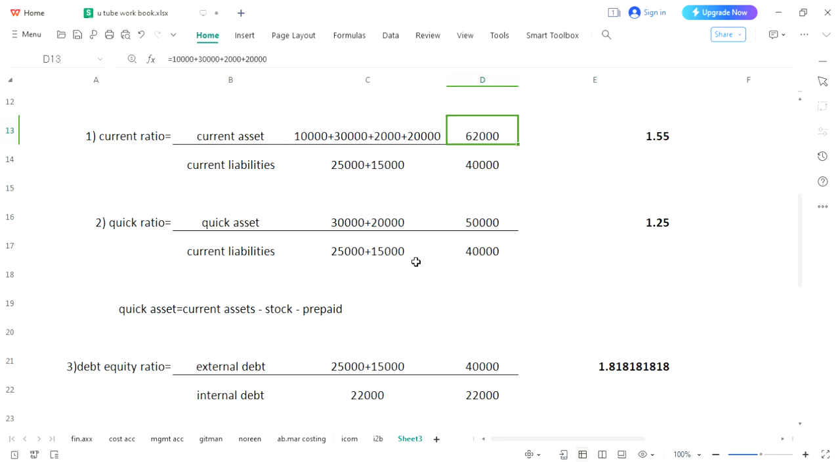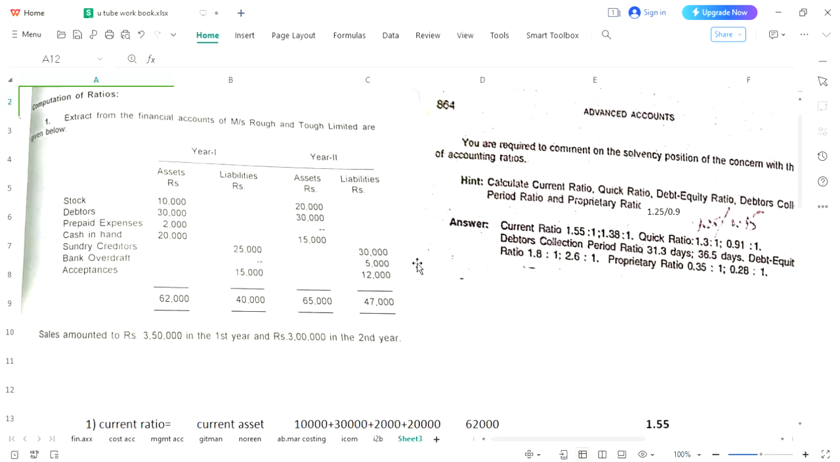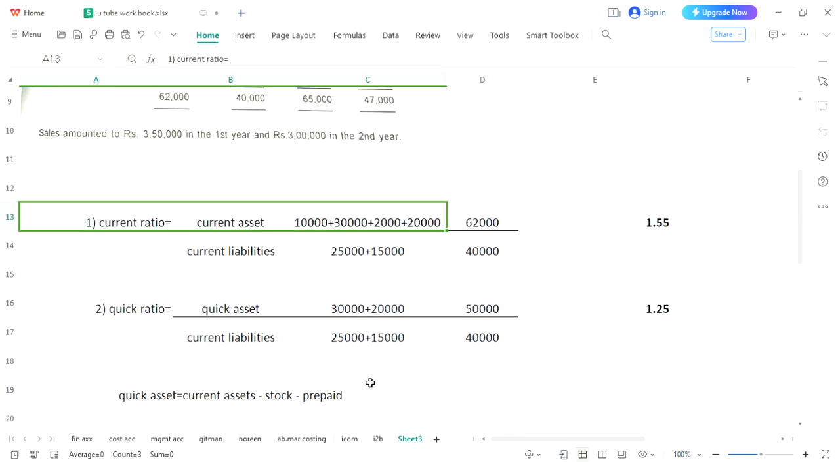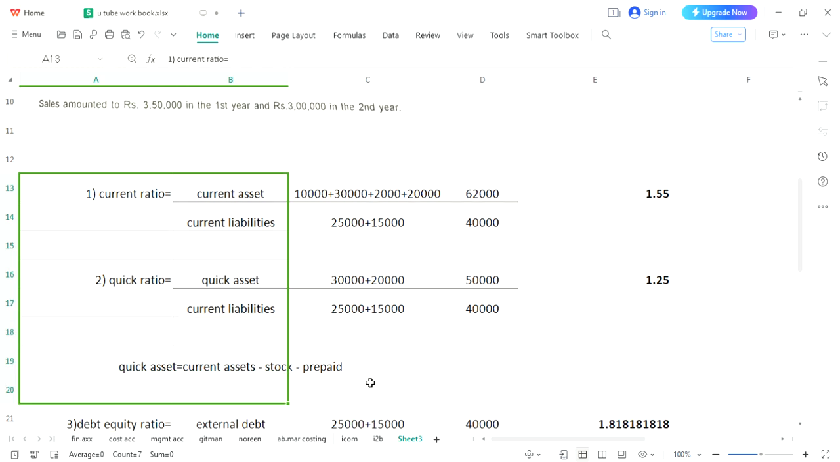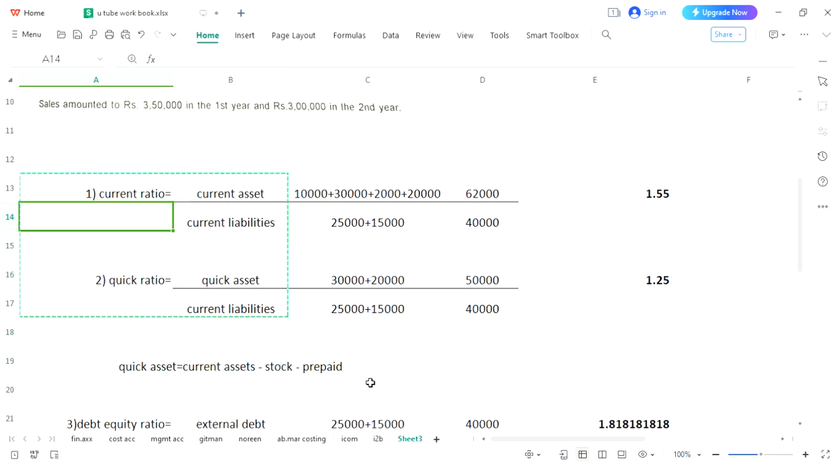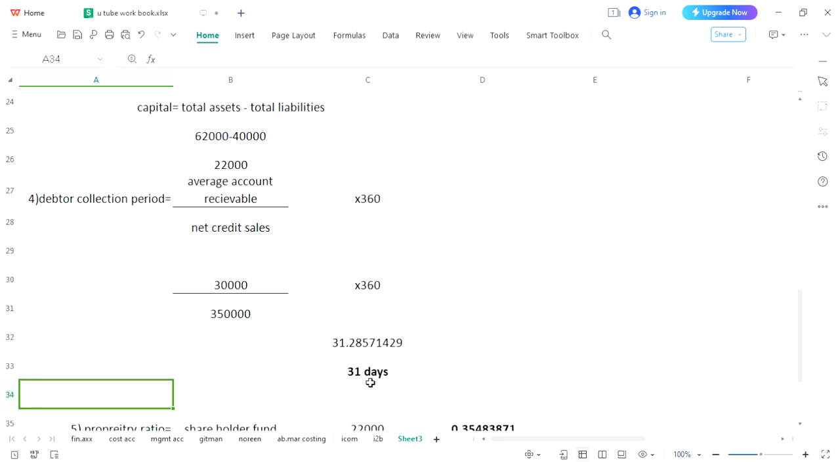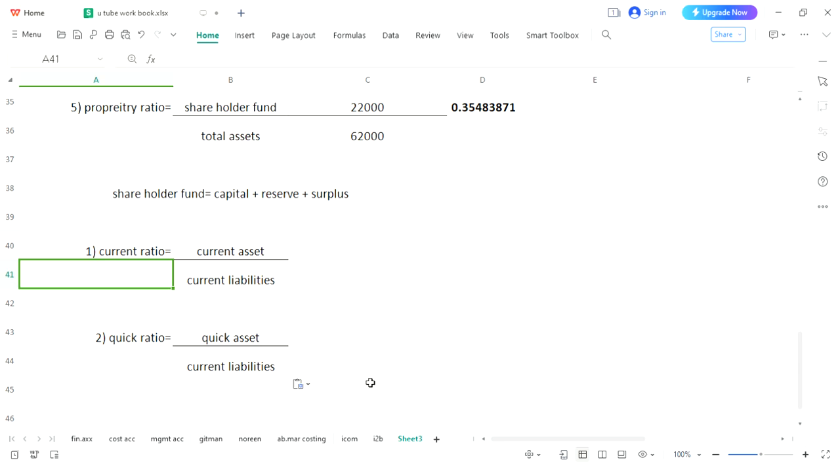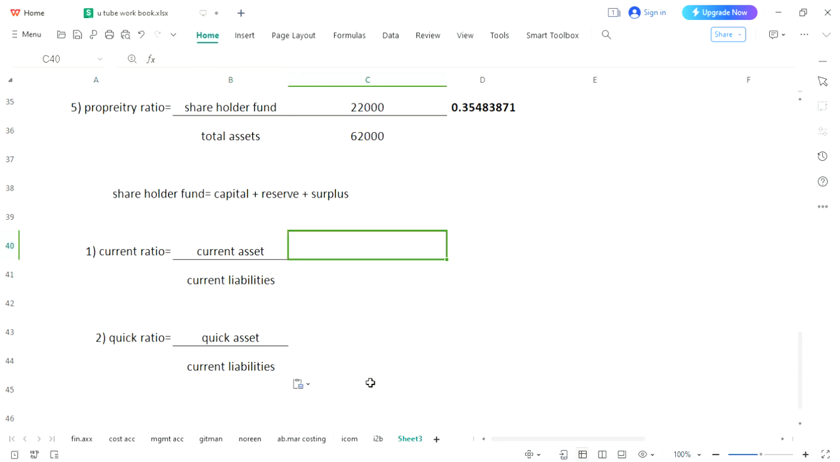Now you are needed to calculate all these ratios for second year. But for me, it is a little easy. What I will do, these are the requirements, and I am going to copy these over here directly. I will not have to write them again and again.